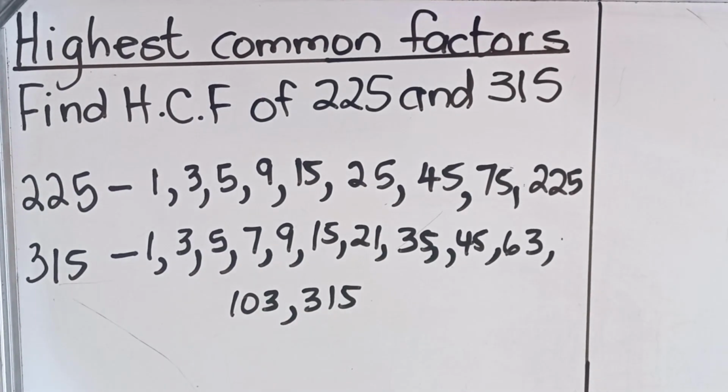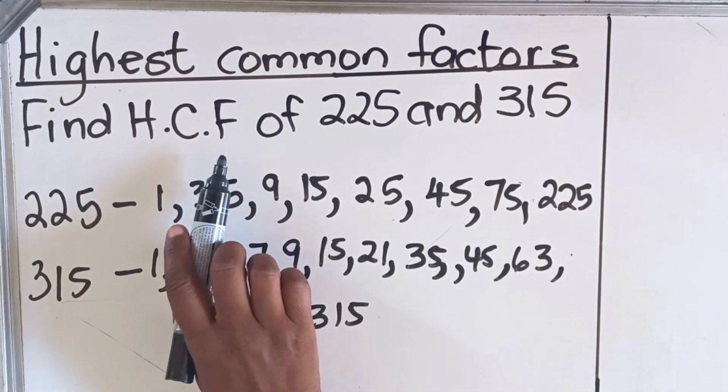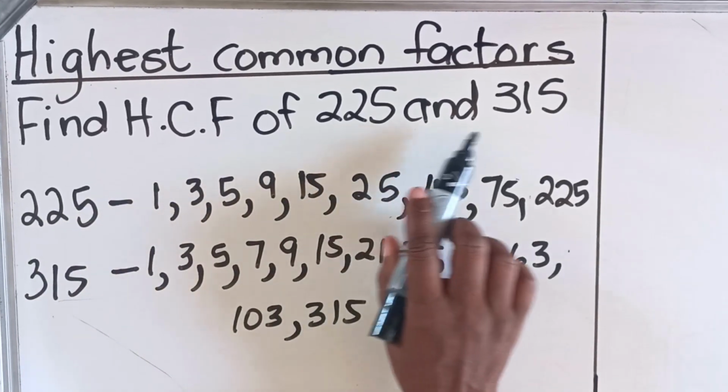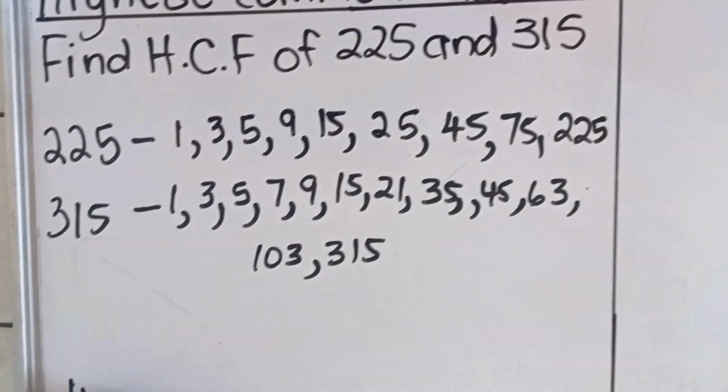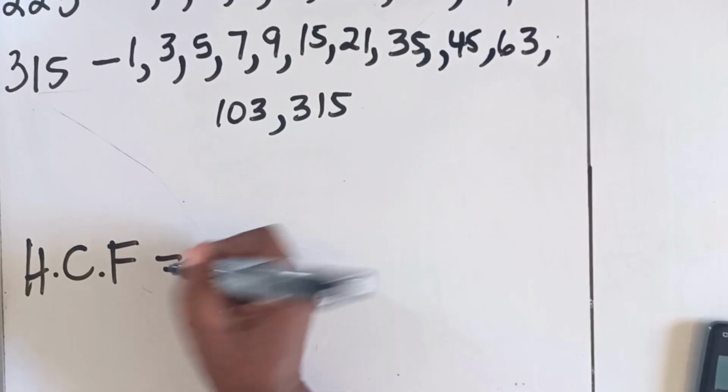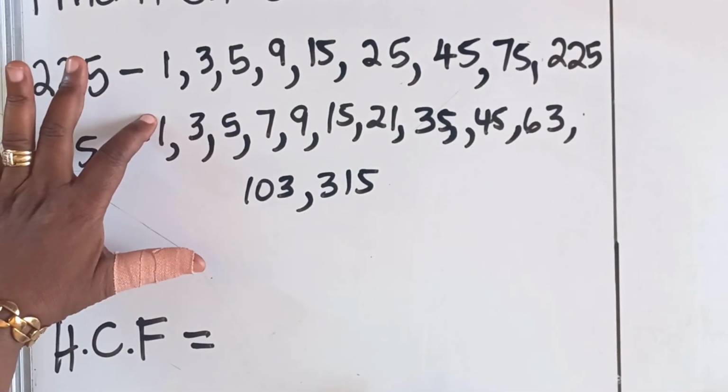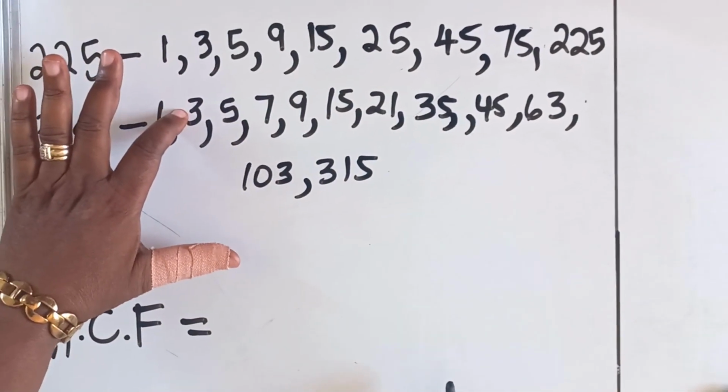Now, the question says, find the highest common factor of 225 and 315. So the highest common factor is... they both have 1, but it's not the highest. They both have 3. It's common, but not the highest.